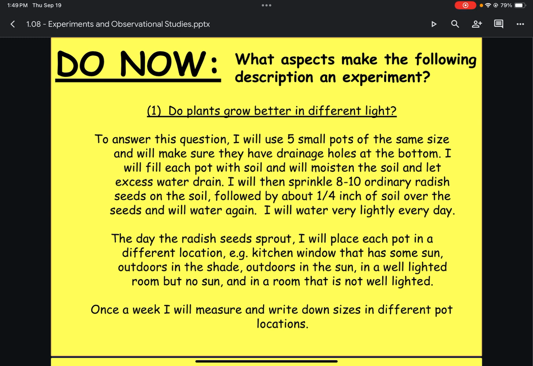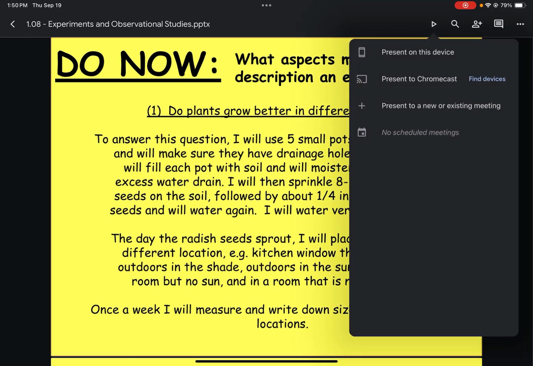So when you're saying about what makes this an experiment, while all these things are really important, there's a lot more to describing an experiment. There's lots of different types of experiments that we can produce. And there's lots of different ways to gather that information. So therefore, what we're going to be looking at first is experiments versus observational studies.